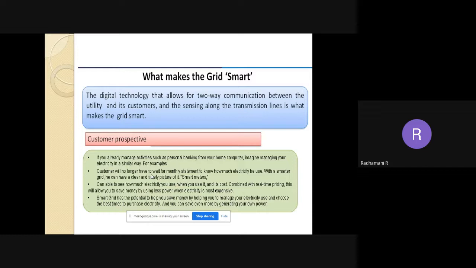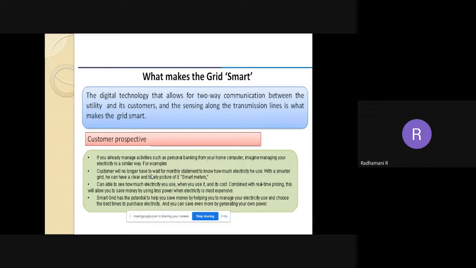But in a conventional electrical grid, there is one-way communication. This means that information from the power providers is transmitted to the consumers, but there is no communication from the consumers to the power providers. So no information is transferred from consumers to the power providers. But in the case of a smart grid, two-way communication is possible.